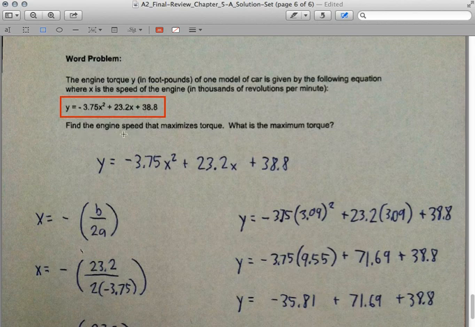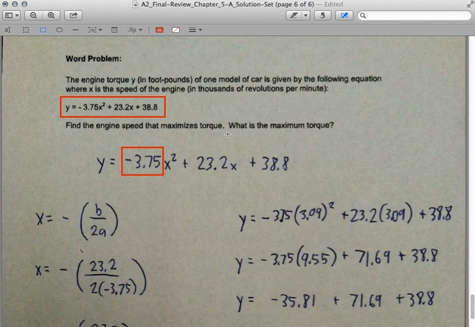So we want to find the engine speed, the input value, the x value that maximizes torque, which is our output value. Since our a value is a negative number, we know that this parabola is going to open downward, and it's going to have a maximum value at the top. This graph is going to come up, reach a maximum height, and then come back down. The question is essentially asking, what is the x value? What is the input value? What is the speed at that maximum point?